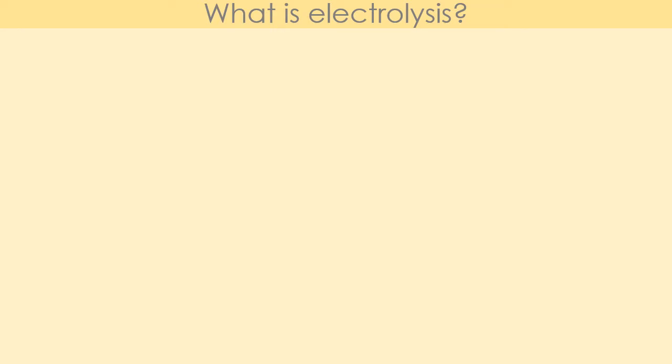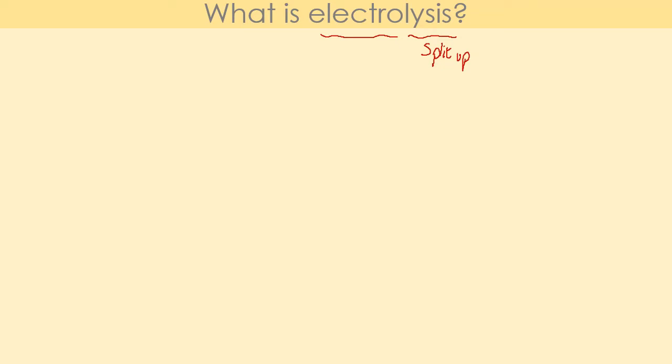So our first question is, what is electrolysis? And what we can do with any word in science is we can try and break it down and see what it's made up of. So we've got this first part that is the word electro, and then we have lysis. Electro refers to electricity, and lysis just means to split up.